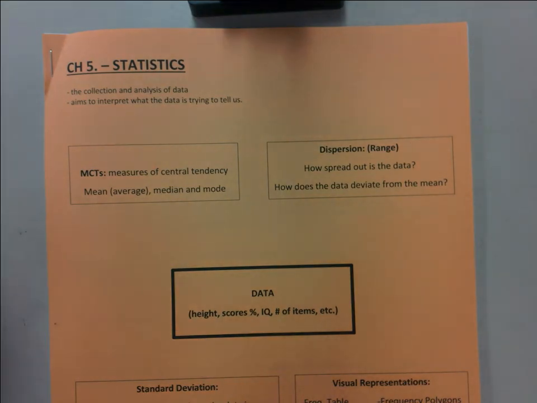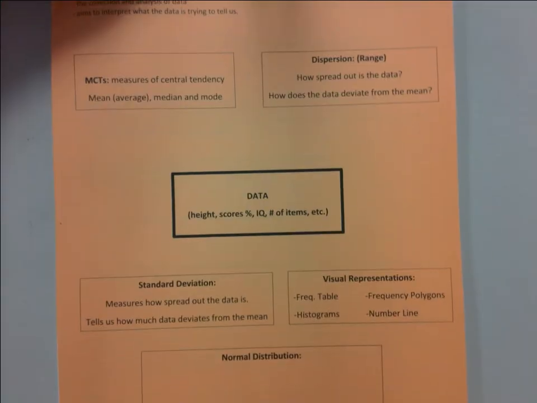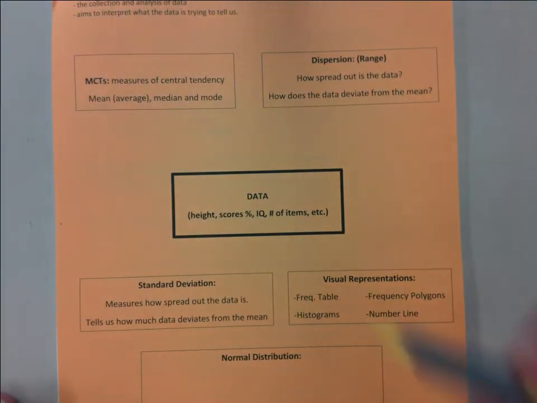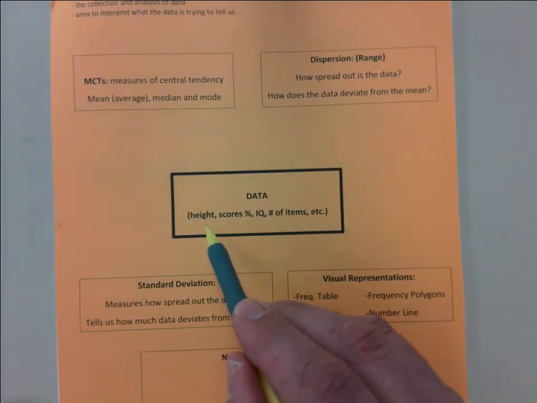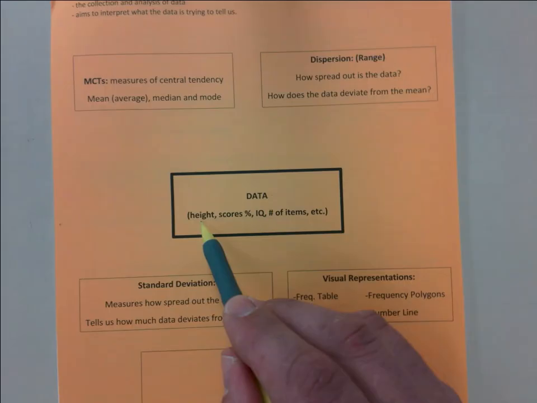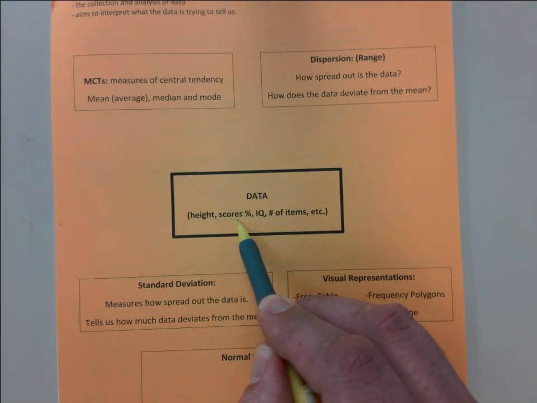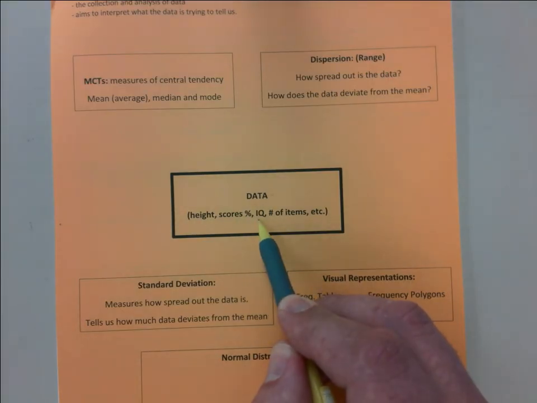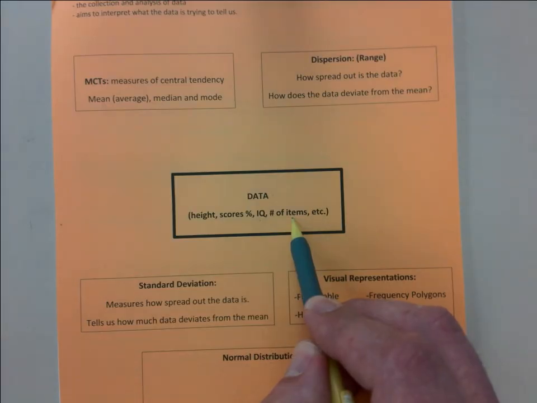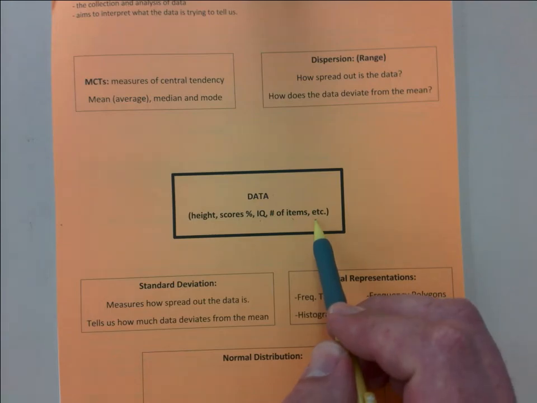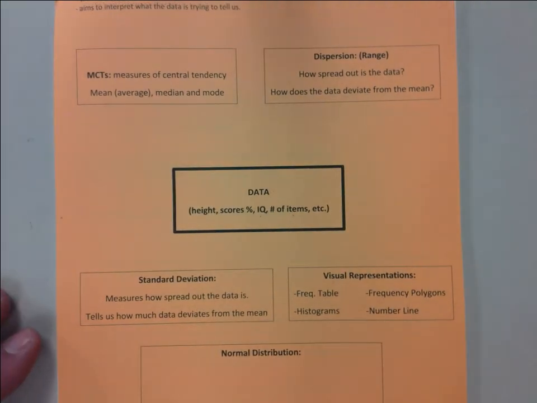Notice the cover of this booklet has data at the center. Okay? Data is at the center. So we will collect data, right? Height, scores on a test, that's big for teachers, right? The IQ scores, number of items, like maybe you're a store owner and you want to keep track of how many items you sell of certain brands that you carry, etc. It could be anything. What are we going to do with that data? We have to analyze it, okay?